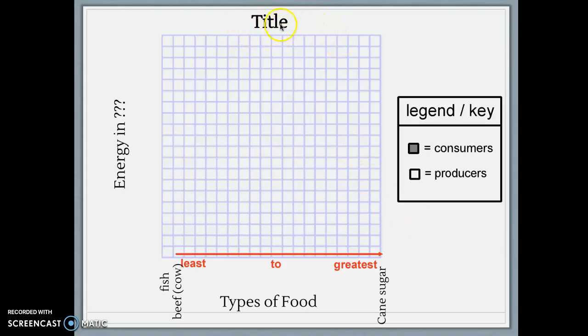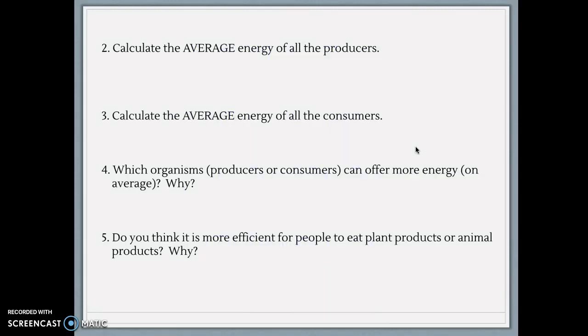You're going to have a title up here at the top. These are going to be the organisms that would give you the least amount of energy, with the greatest amount of energy coming from the end. And then you're going to list them in order. And then over here on the y-axis, you're going to put how much energy you can get from each one, and make sure you use the right units. And then you're going to color in your bar graph, with one color being for consumers and the other for producers. And once your bar graph is done, you'll be able to use that information to answer the questions that follow. This is going to take a little bit of time, but you guys can do it.